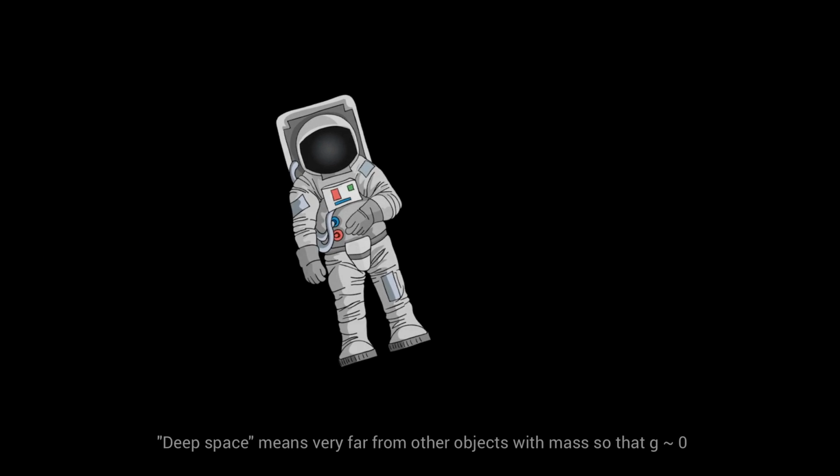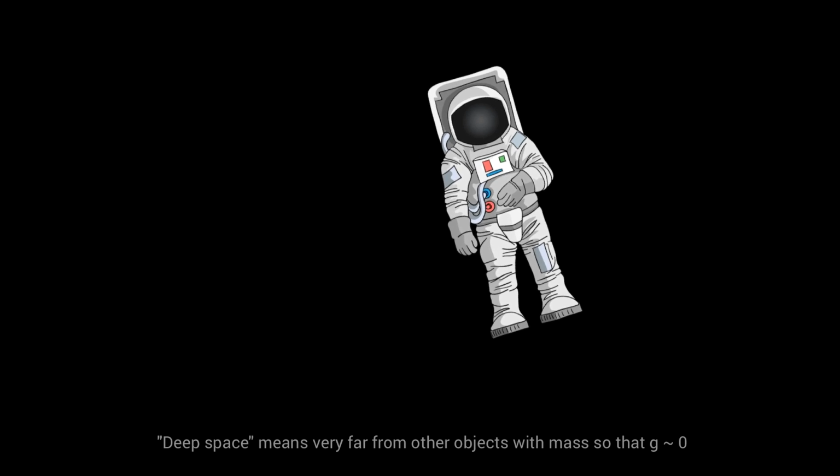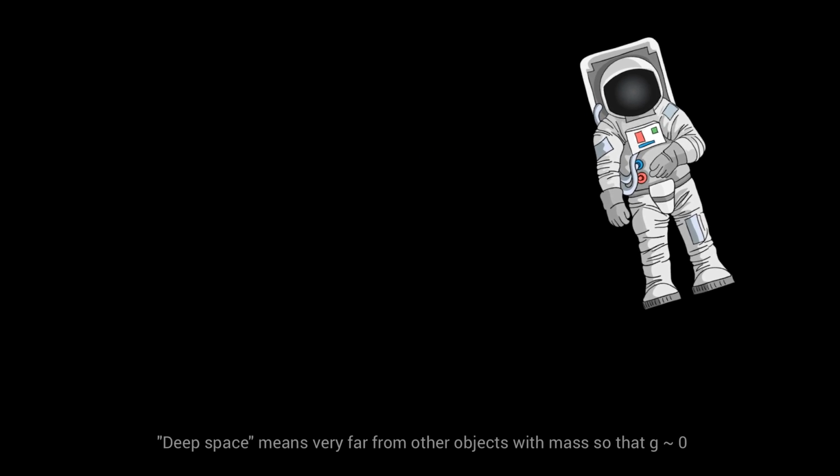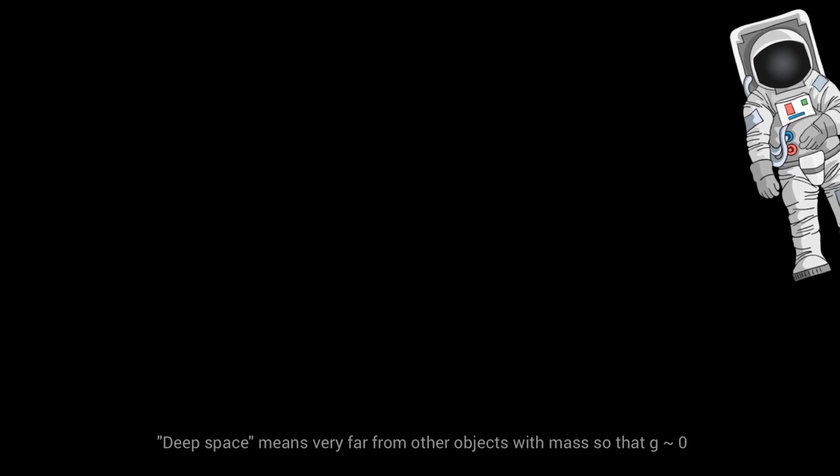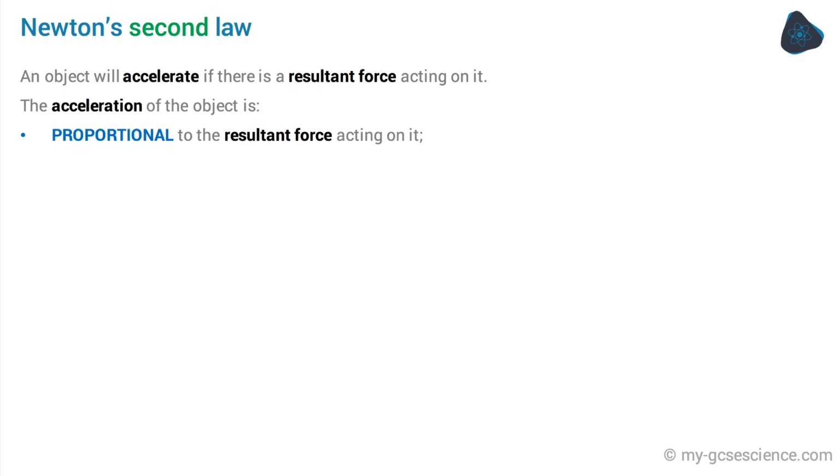Likewise, if our unlucky astronaut is stranded and is moving with constant velocity in deep space, then they'll continue to do so as there's no resultant force acting on them. As a matter of fact, there are no forces acting on them at all. Moving on, Newton's second law says that an object will accelerate if there's a resultant force acting on it. The acceleration of the object is proportional to the resultant force acting on it, and inversely proportional to its mass.